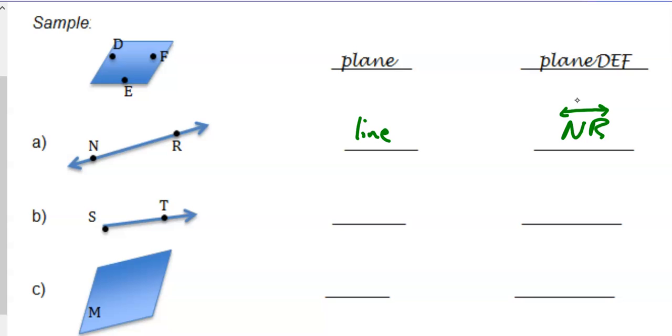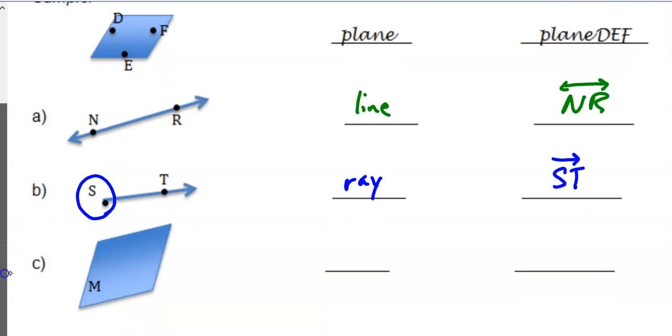Okay, second one. Hopefully you see it's indefinite in one direction and it has an endpoint in the other one. So this one would be called a ray. And again, order matters here. I've got to start with the endpoint first. So ST, and again, I draw a little ray above it.